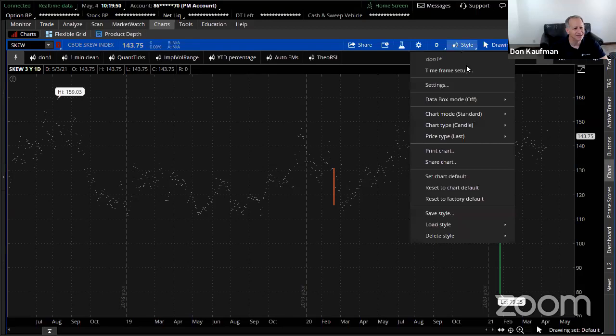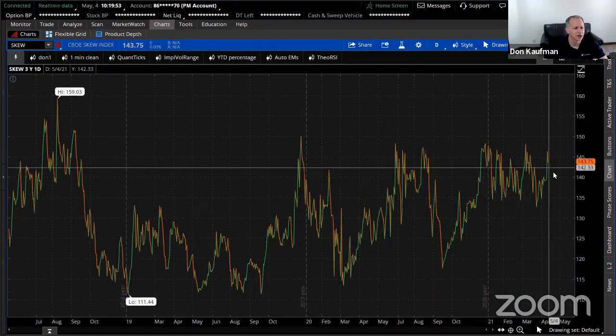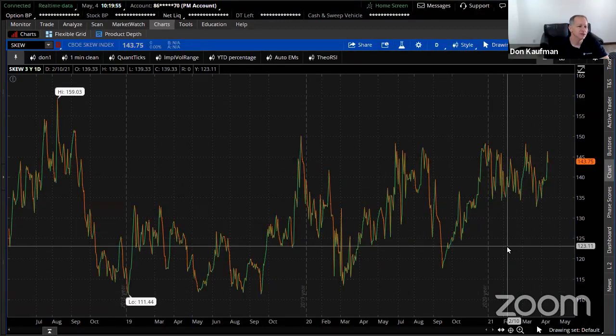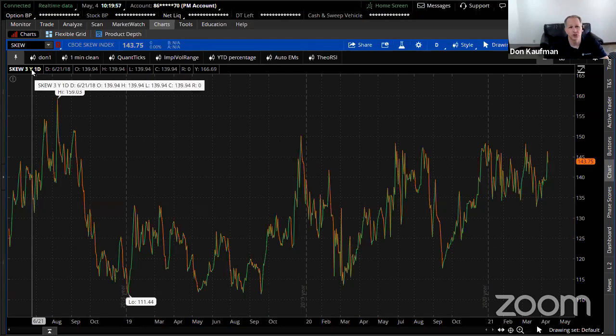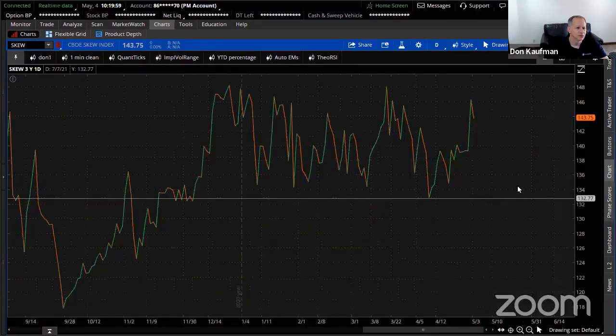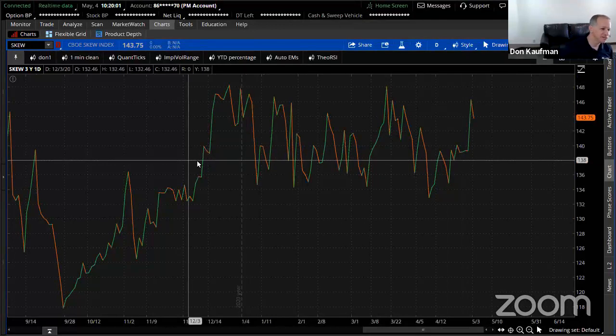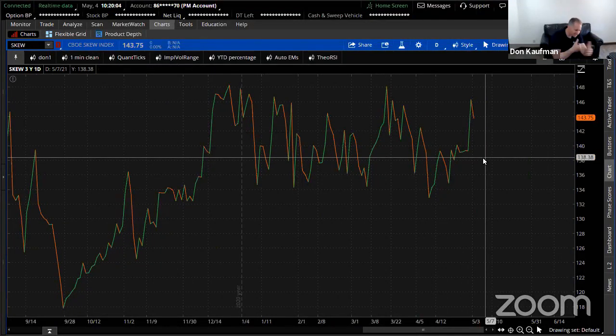Come over here to style, we'll go to candle, change it to a line chart and make a little bit more sense. Looky. So we're on a 3-year chart. Skew, right now it's record highs. Okay, this is just all of 2020. We're like, what is skew?